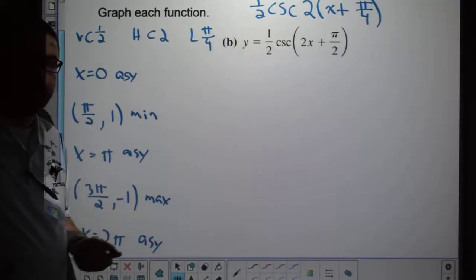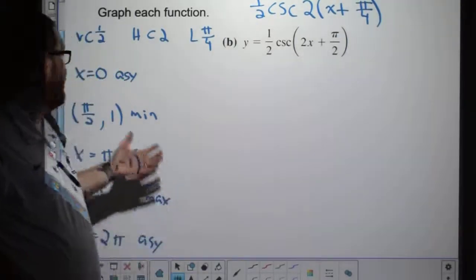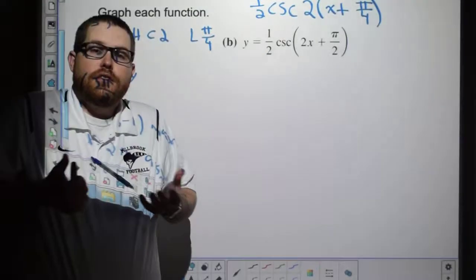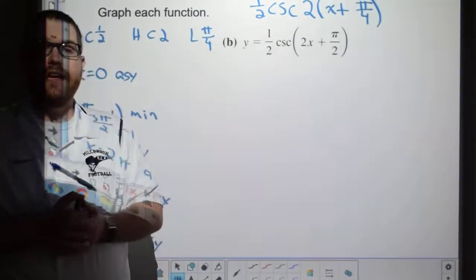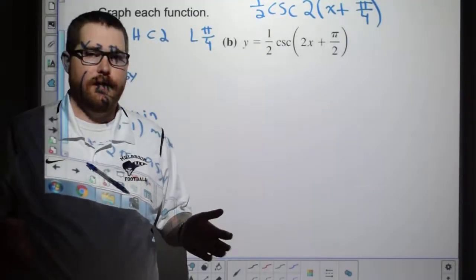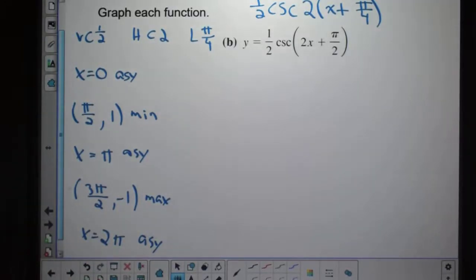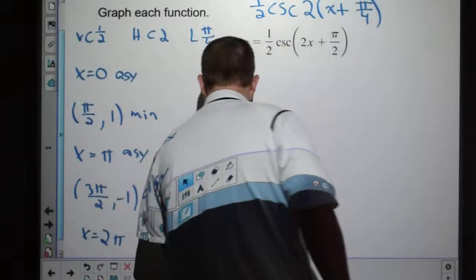Now, this graph goes on forever. So why am I only graphing these points? Well, because these are one period. I could graph any points that I wanted to as long as they made a period. I just picked the ones that are easiest. So let's start with transformations.